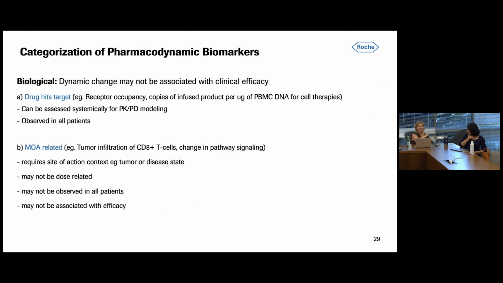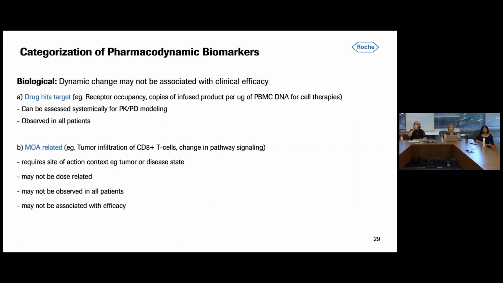Yes, we should ask questions. Does anybody have any questions on my section before I move it to Priti? Okay, there is one question in Zoom, so we can start there. Mariana asks, can you comment on Project Optimus and the role of biomarkers in dose optimization?